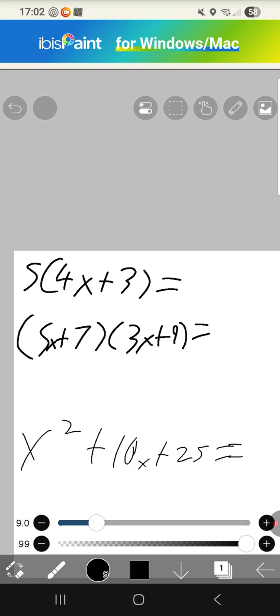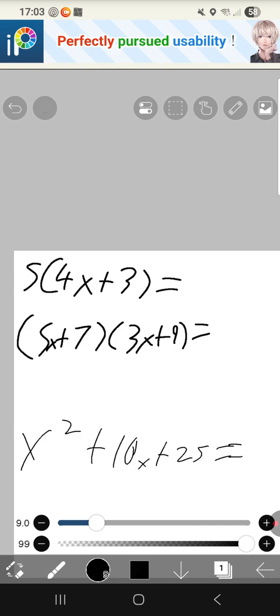But today I'm going to be doing some simple maths with you guys. This will be expanding brackets, expanding double brackets, and factorising.